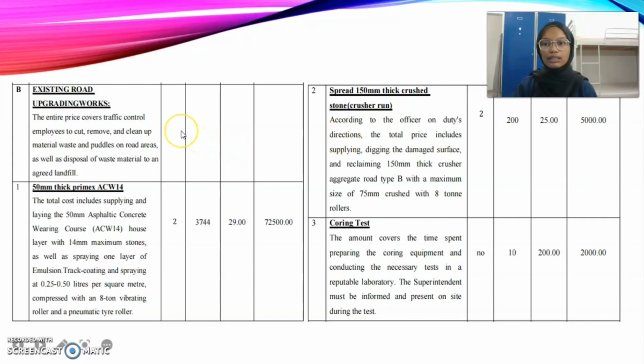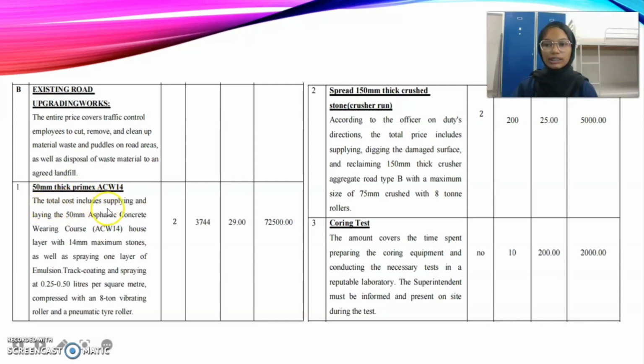Okay. This is for the entire price covers traffic control employees to cut, remove, and clean up material waste and puddles on road areas, as well as disposal of waste material to an agreed landfill. Okay. The thing that we need is 50mm thick Remax ACW14.